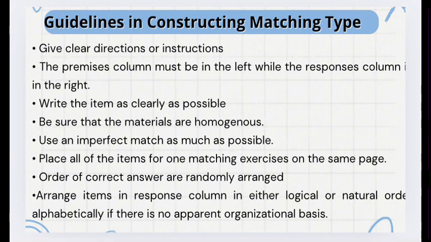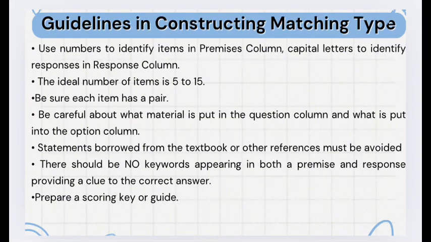Arrange items in the response column in either logical or natural order, or alphabetically if there is no apparent organizational basis. Next, use numbers to identify items in the premises column and capital letters to identify items in the response column. The ideal number of items is 5 to 15. Be sure that each item has a pair.